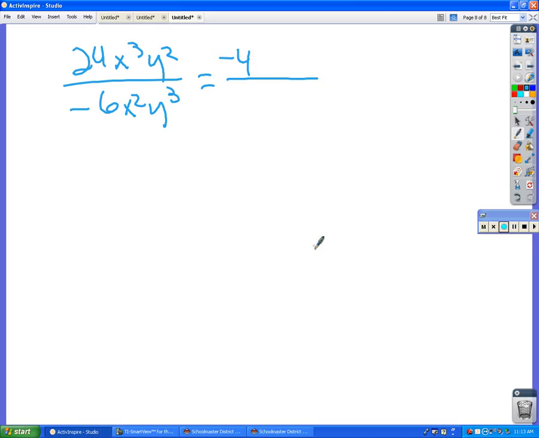Negative 4, because 6 goes into 24 4 times. And then if I have x squared on the bottom, that's like x times x. X cubed on the top is like x times x times x. So those cancel 2 of those, it leaves me with an x over y. Then same thing with the y's. Those cancel 2 of those, and so I'm left with negative 4x over y. That's it. So if there's no plus or minus, it's just a simple reducing problem.